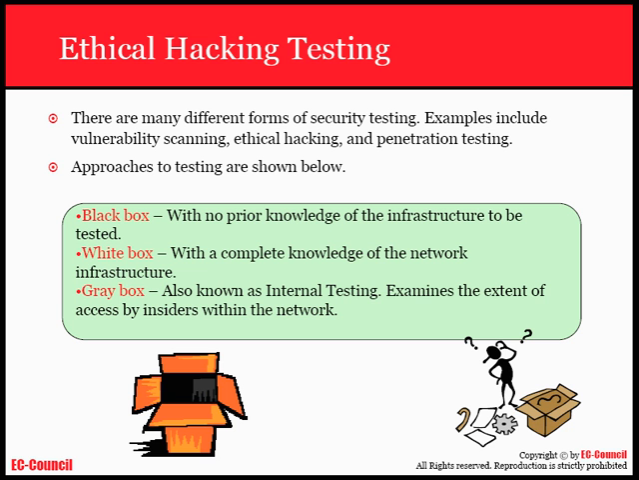box approach. This is where you have no prior knowledge of the infrastructure, but you still try to compromise it. You also have the white box approach. And this is where you know everything about the system, and then once you know the system, you can exploit different vulnerabilities. Now you might also have the gray box approach. Now this is sometimes called internal testing. And basically what this does is this examines to what extent can insiders within my network compromise our system itself.